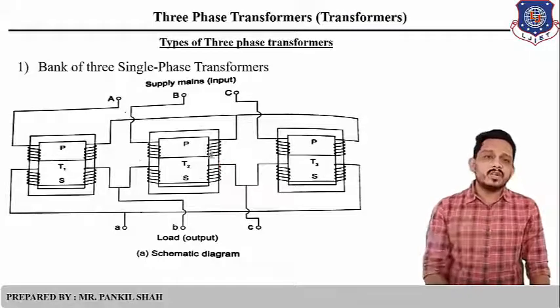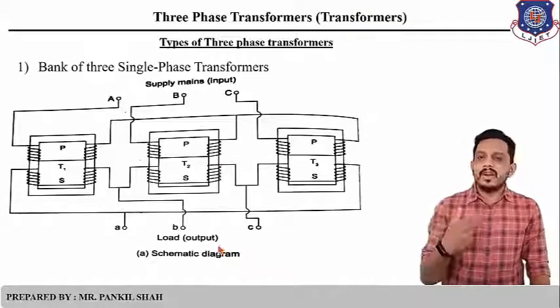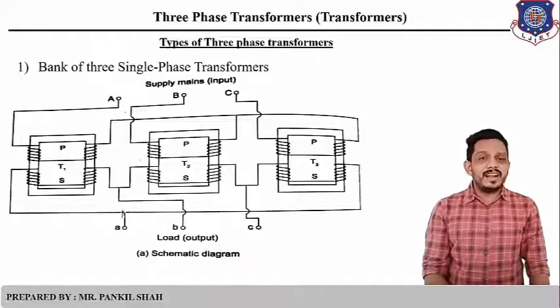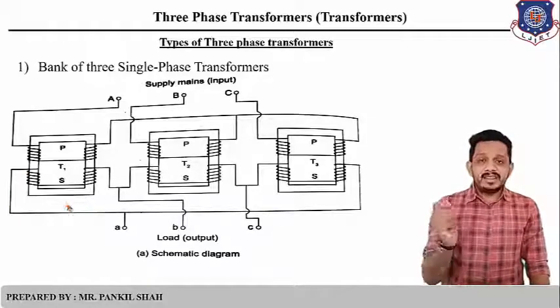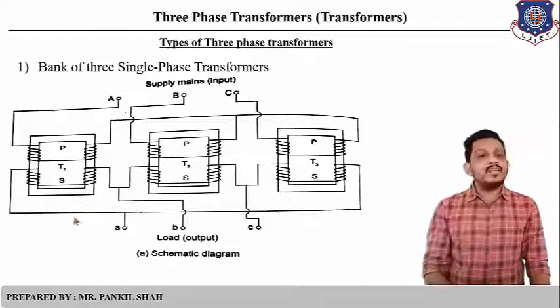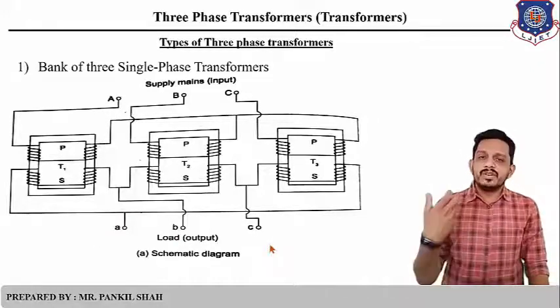Now let's talk about the secondary. You can connect secondary winding also in star or in delta. Here it is connected in delta. So how is delta connected? The finishing end of the first winding should be connected with the starting end of the second. The finishing end of the second should be connected with the starting end of the third, and the finishing end of the third winding should be connected with the starting end of the first. And at these three junctions, three terminals are taken out to give the output to our device.